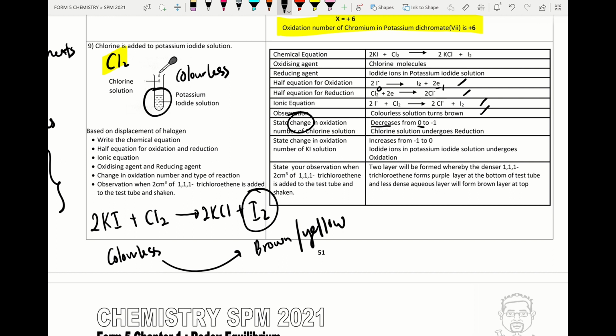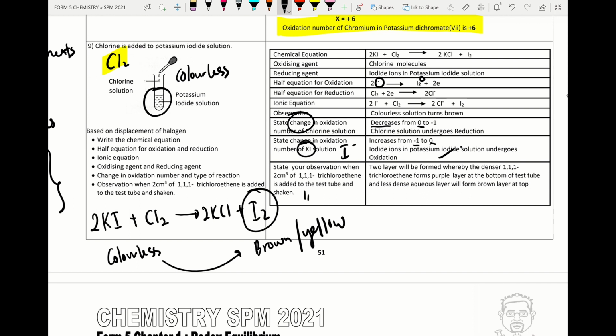Alright, next one, the change in the oxidation number of potassium iodide solution, or here they want the iodide ion. Check the half equation for oxidation: -1 to 0, the molecule is 0. So it increases from -1 to 0. Alright, so already given.